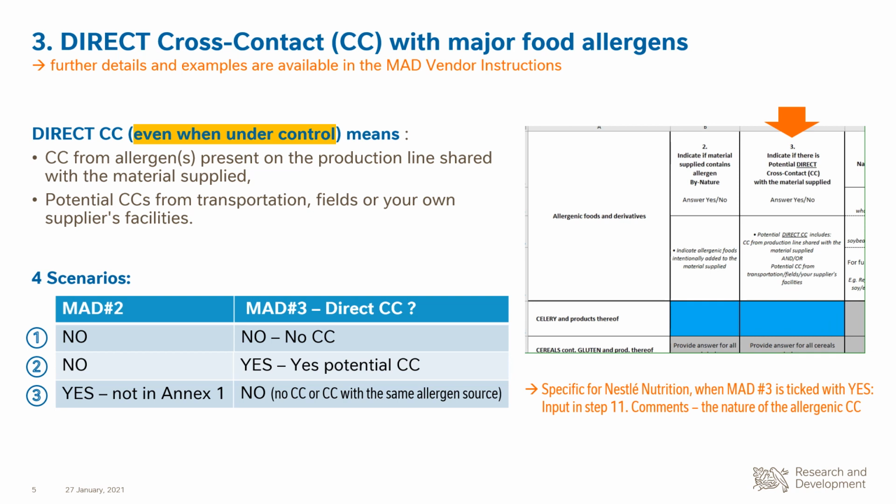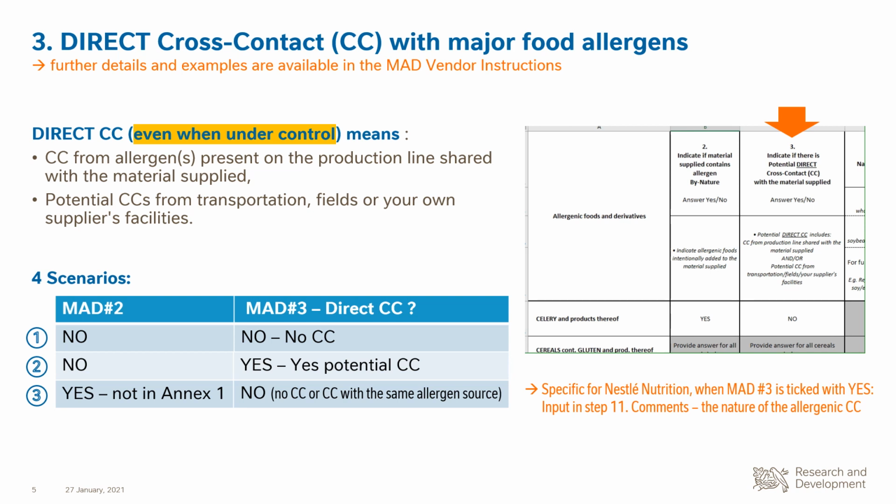Scenario 3. Celery leaves are present in the material sold to Nestlé. MAD column 2 is ticked with yes. As celery leaves are not listed in Annex 1 of the MAD vendor instructions, column 3 of MAD is ticked with no, whether there is a potential direct cross-contact with celery or not.